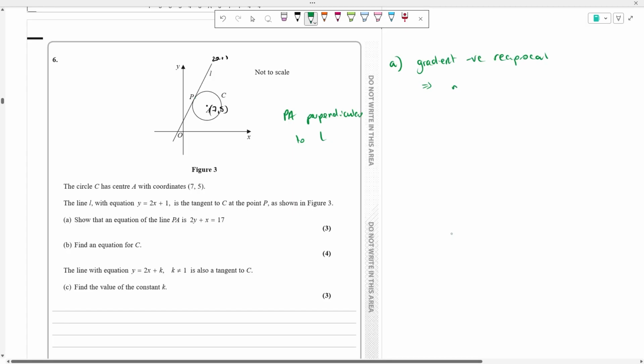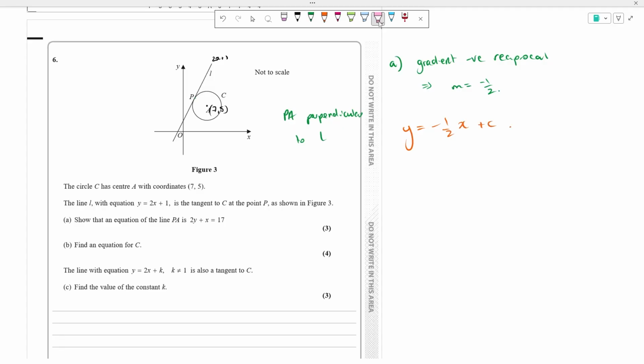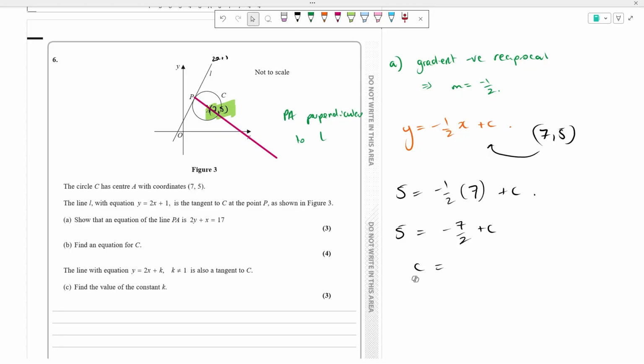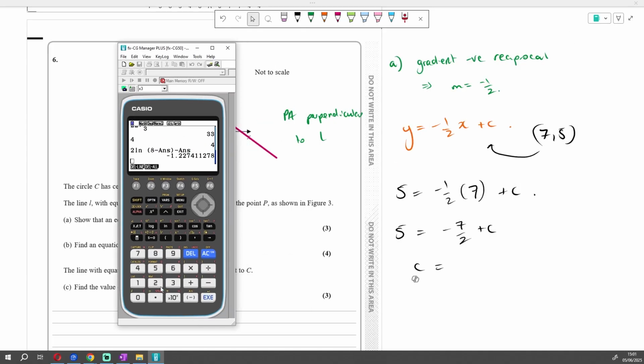Therefore, we have m as our gradient. It's going to be minus a half. So I'm going to do the following: y is equal to minus a half x plus c. We know that on this line we have a coordinate that lies on that line, which is 7, 5. So I'm going to sub in 7, 5 into here. So we end up with the following: 5 is equal to minus a half times 7 plus c. So this will be 5 is equal to minus 7 over 2 plus c. Therefore c is going to equal, if you just put this into a calculator, 5 plus 7 over 2, which is 17 over 2.